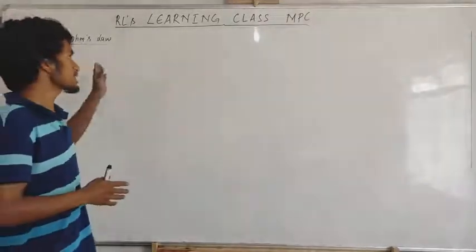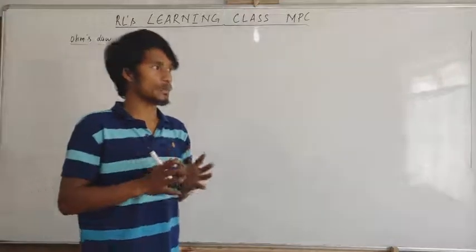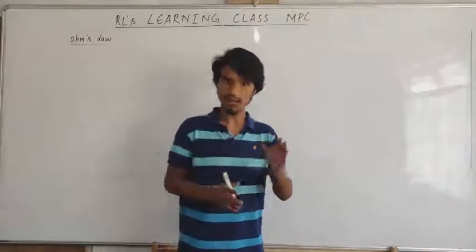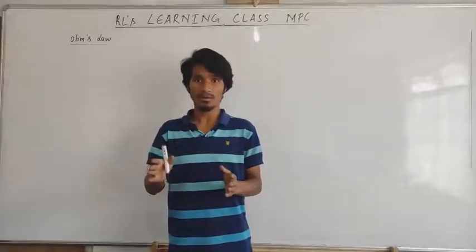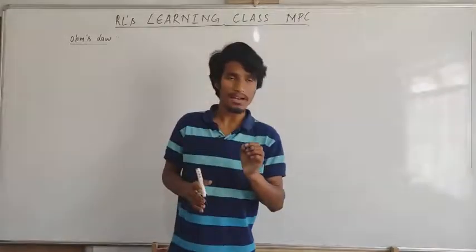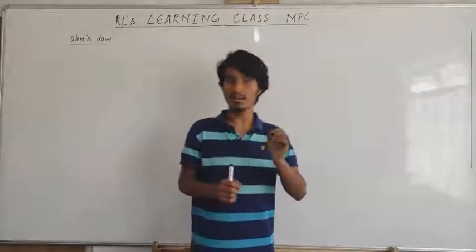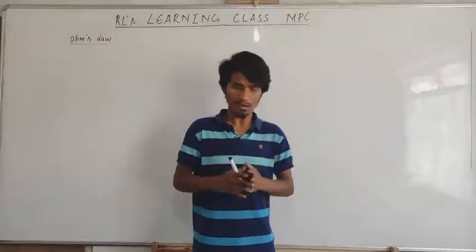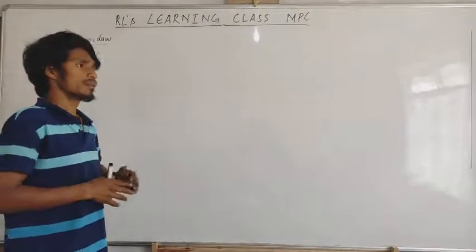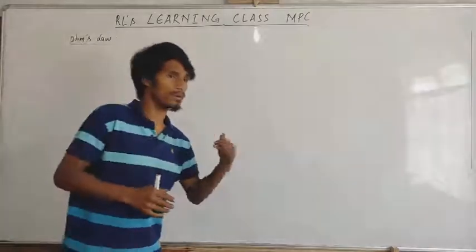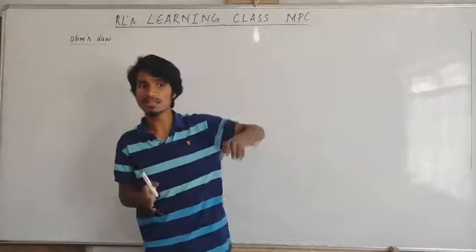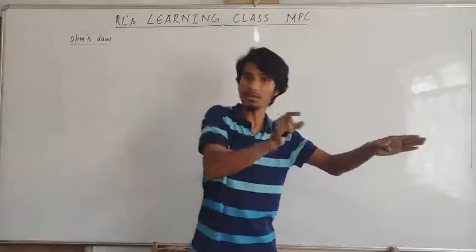But remember, this law is valid only for a pure metal. It is not valid for all. It is not valid for a semiconductor, and it is not valid for an alloy. Because when we do an experiment, we always get a straight-line relation between electric potential and electric current. According to Ohm's law, electric current is directly proportional to the electric potential.